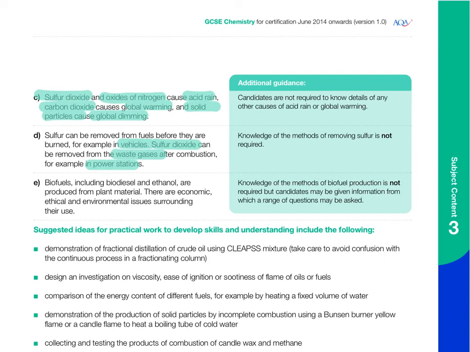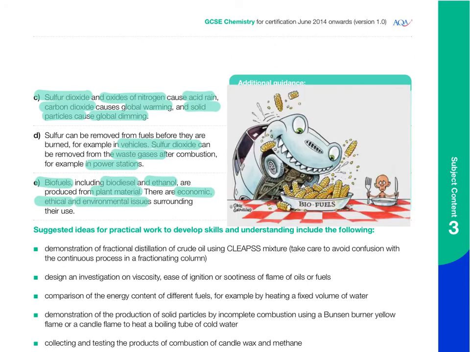You also need to know about biofuels and how they can be used. So biofuels are things like biodiesel and ethanol. You look at ethanol in a bit more detail in one of the later topics in core, but essentially at the moment what you need to know is these fuels are made from plant materials rather than fossil fuels, and there are some issues surrounding their use, mostly economic, to do with money, ethical, to do with whether we think it's right or not, and environmental issues. One of the key issues with biofuels is that people have said that if we're growing crops to use for biofuels, then that's limiting the amount of crops that are grown for food, and in some countries that is causing a problem.